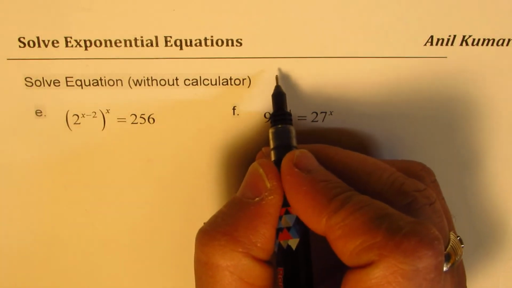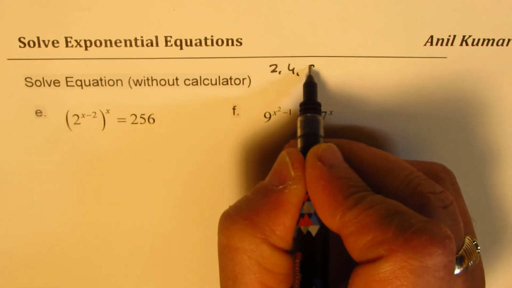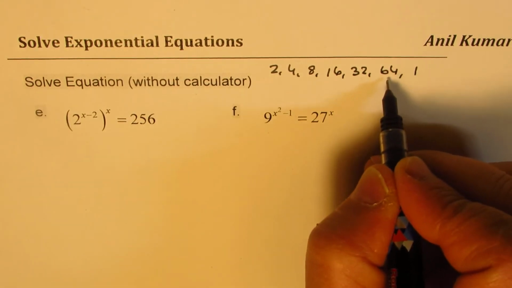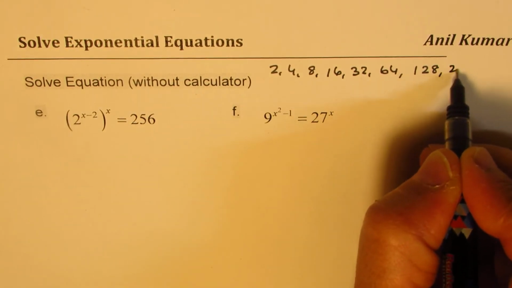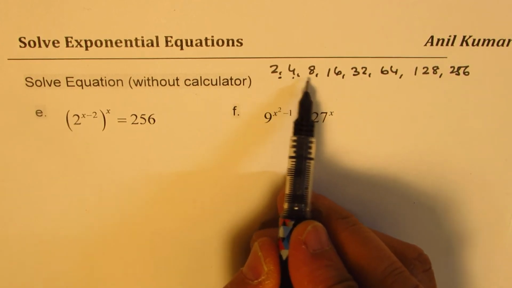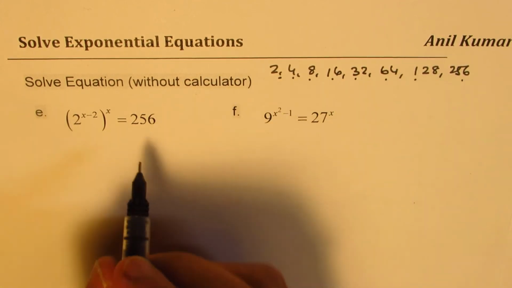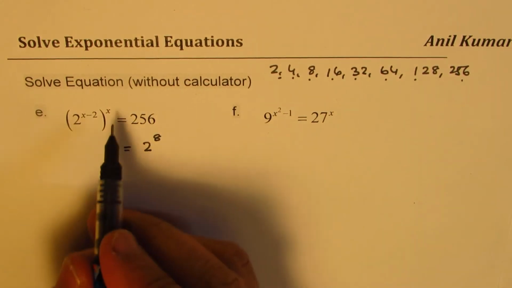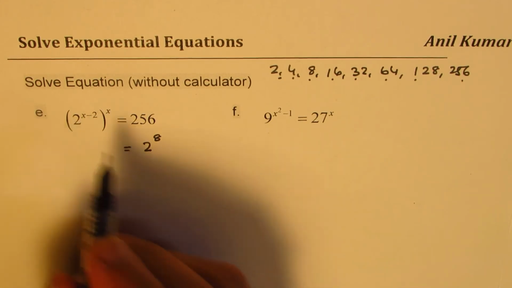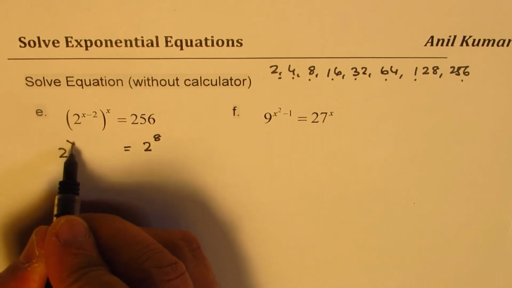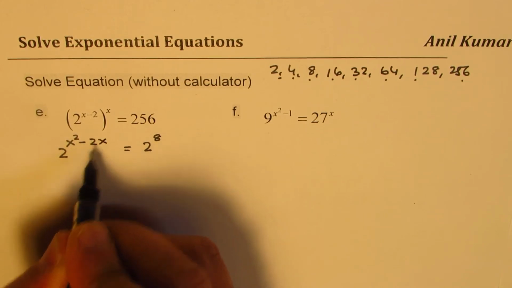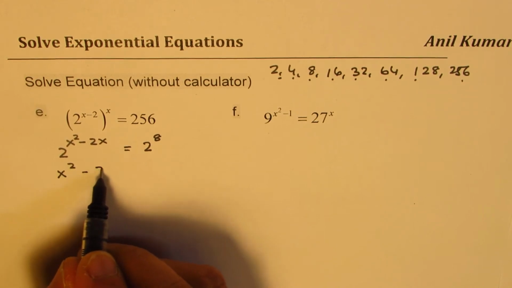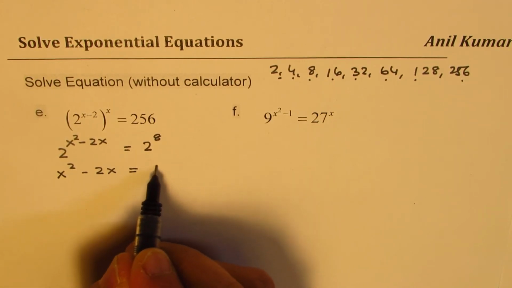So, we can start with 2, 4, 8, 16, 32, 64, 128 and 256, correct? So 1, 2, 3, 4, 5, 6, 7, 8. So 256 can be written as 2 to the power of 8, correct? Here, we'll multiply the exponents. So we get 2 to the power of x square minus 2x. Now when you have the same base, you can write the exponents as equal. So x square minus 2x equals 8.